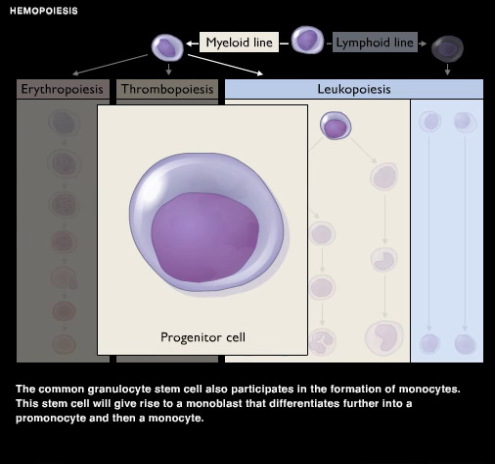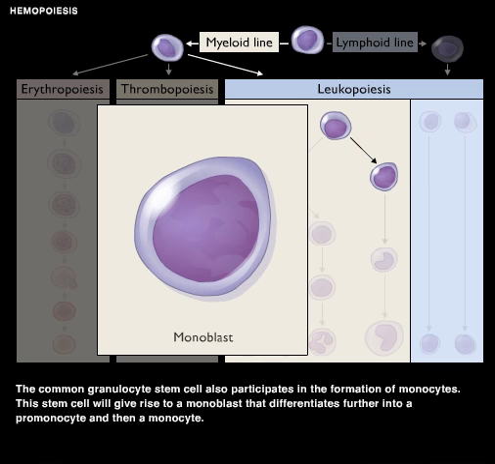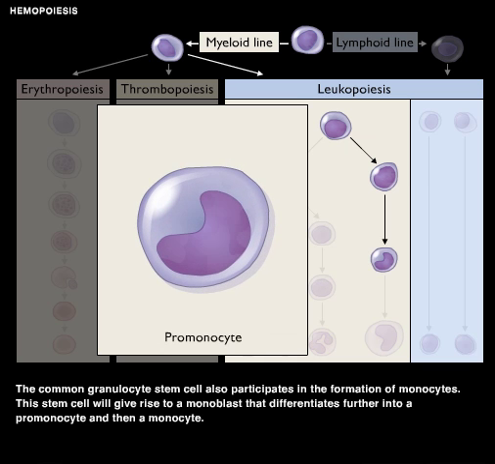The common granulocyte stem cell also participates in the formation of monocytes. This stem cell will give rise to a monoblast that differentiates further into a promonocyte and then a monocyte.